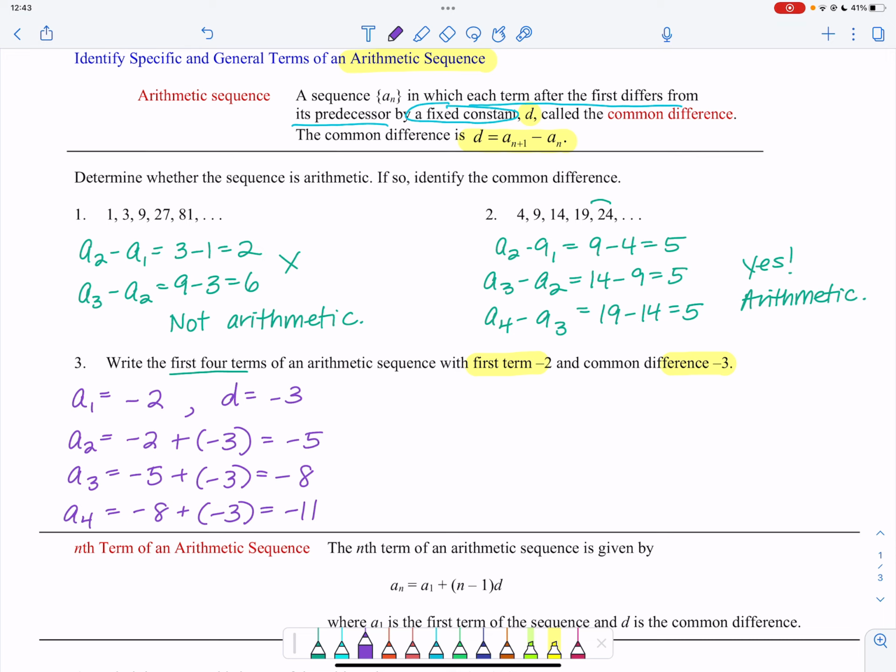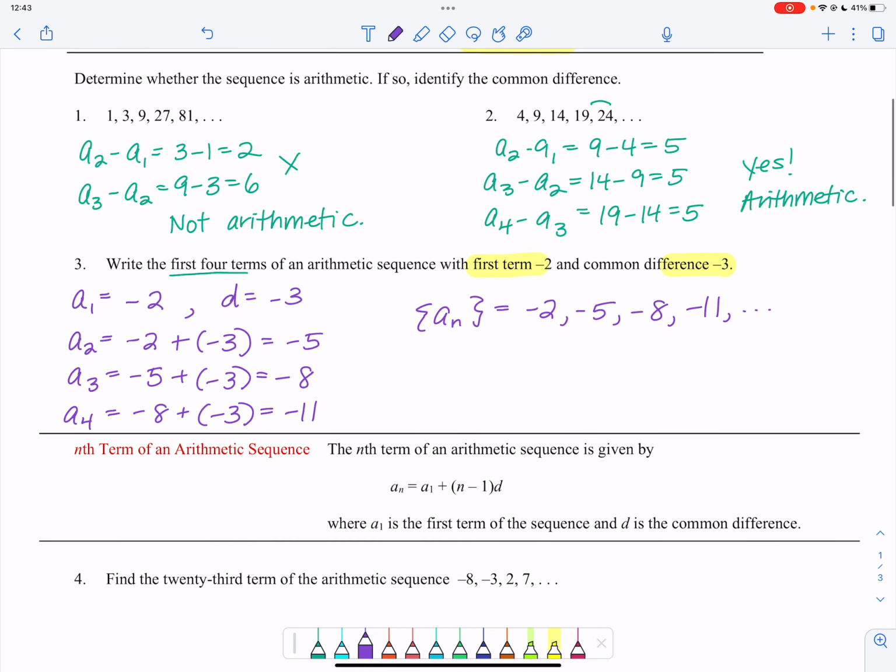So we could actually write our sequence as -2, -5, -8, -11, and so forth. We could actually write it like that.